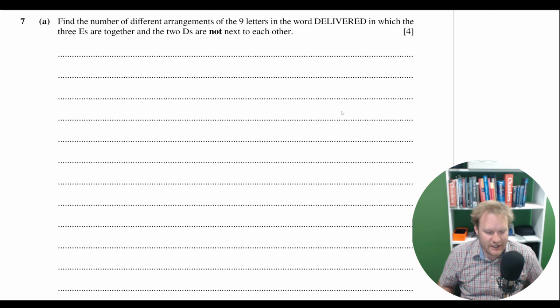Okay, question 7a from paper 5 from 2023, I think. Find the number of different arrangements of the 9 letters of the word "delivered" in which the 3 E's are together and the 2 D's are not next to each other. Let's approach this in 2 ways.